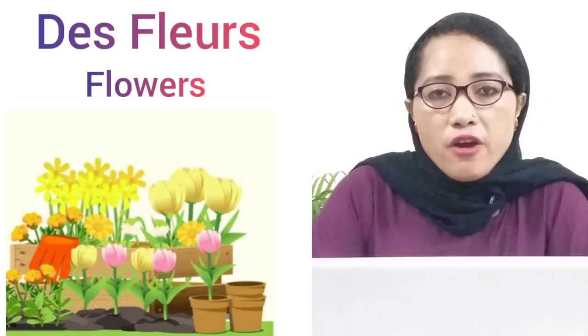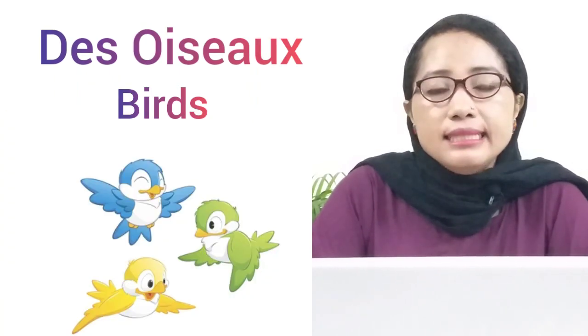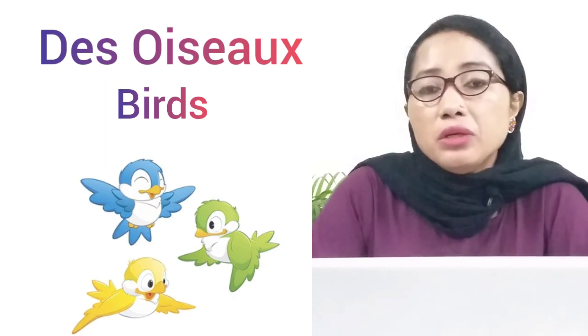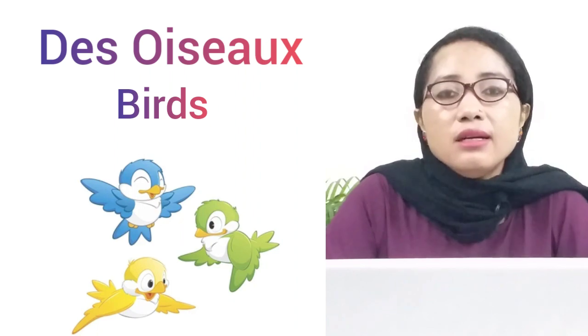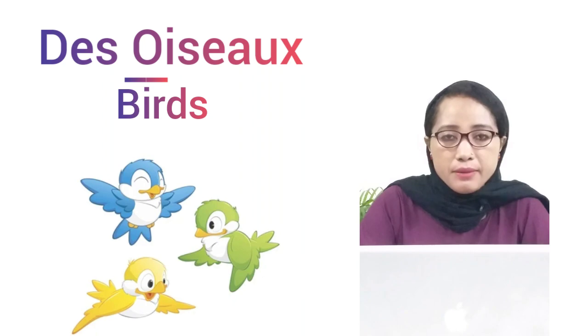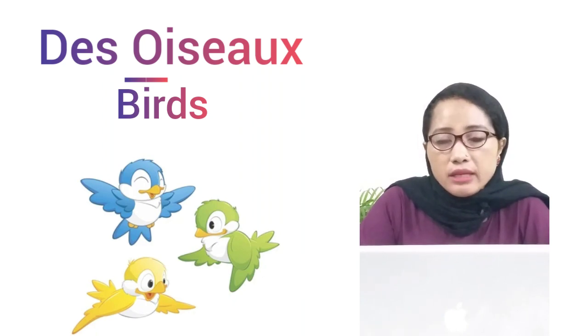I give you some other examples also, not related to the previous ones. You can say also des fleurs, flowers, des oiseaux, birds. Pay attention here, I say des oiseaux because O is a vowel here. I pronounce it together, des oiseaux. J'utilise une liaison.